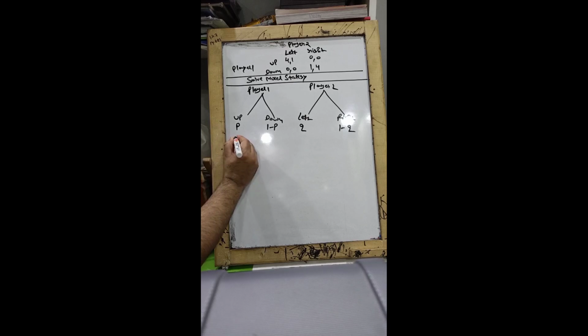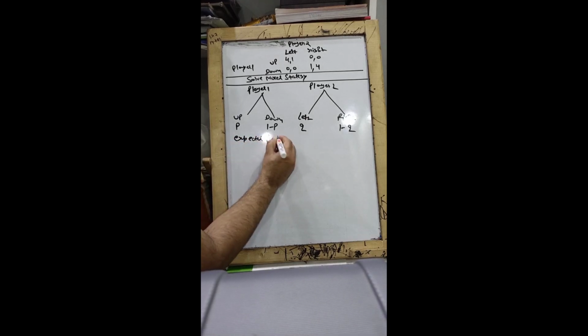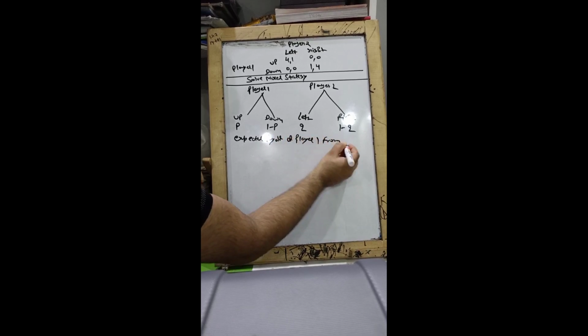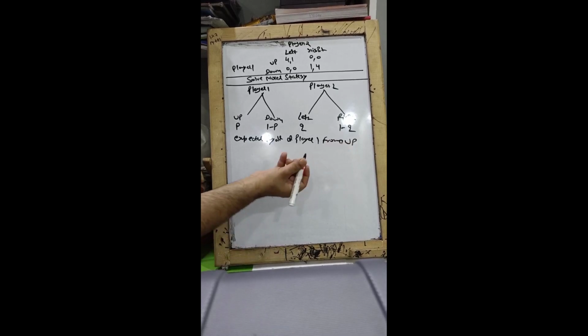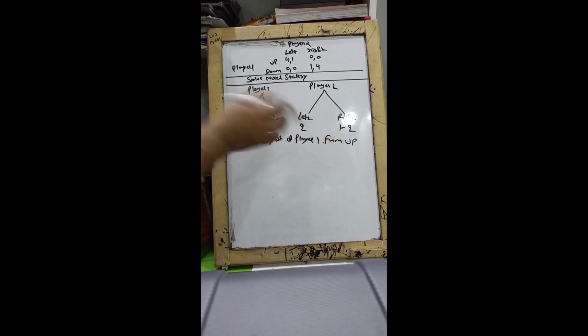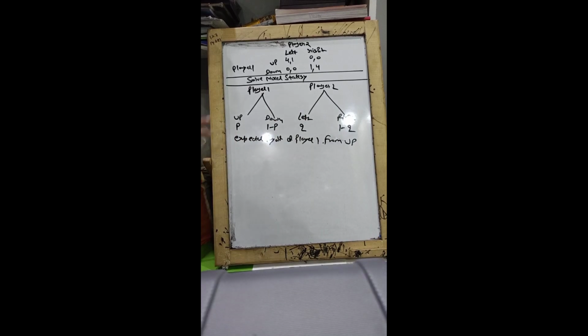Now suppose the first thing is we write the expected payoff of player 1 from going up. Here we have assumed that player 1 has committed himself to going up. So what will be his expected payoff? In that case, his expected payoff shall depend upon what player 2 does. Now, if player 2 goes left, the probability of which is Q.